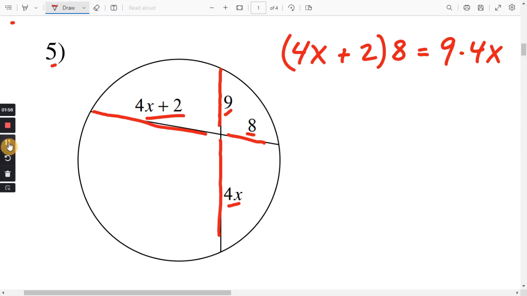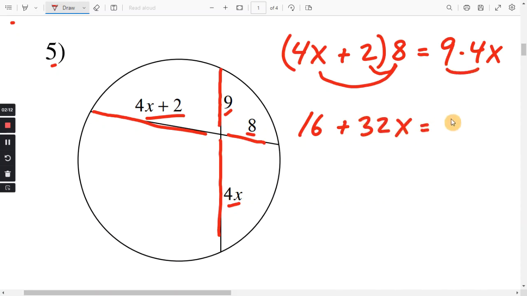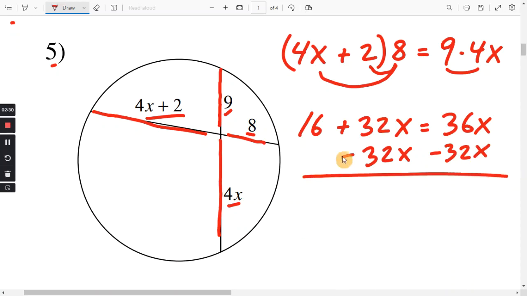Solve for x. All right, distributing the 8. We have 8 times 2, that's 16. And we have 8 times 4x, that's positive 32x. And 9 times 4x is 36x. All right, we want variables on one side and numbers on the other. So since I have a 16 here, I want to get rid of this. The opposite of positive 32x is negative 32x. The 32s cancel.